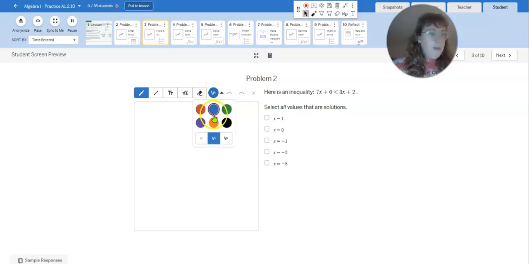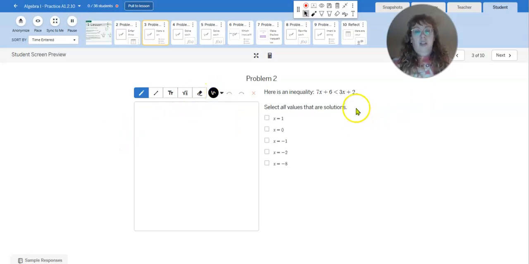Okay, let's do another one. So for this one, I'm going to do it how the lesson is encouraging us to do it. So we're going to make an equal sign. So we're going to have 7x plus 6 equals 3x plus 2.